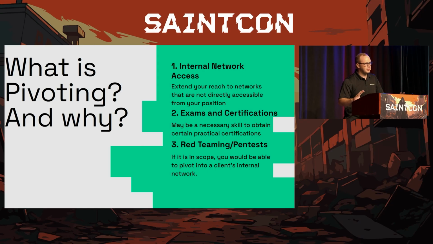The OSCP actually used to require pivoting. I think they just made new changes. Now they have the OSCP Plus, and you don't need to know how to pivot anymore. They did that because a lot of pen tests these days are assumed breach, or assumed compromise, so you start on the internal network. That's why on number 3, I say it's for red teaming pen tests. Depends on who you ask. They're completely different engagements. But if it's in scope, you can do pivoting for penetration testing as well.